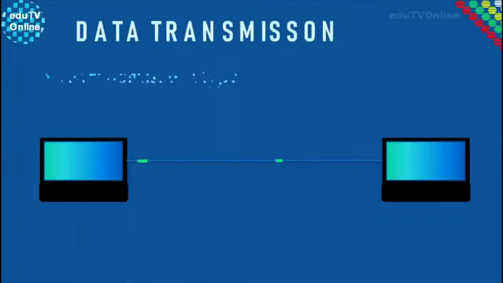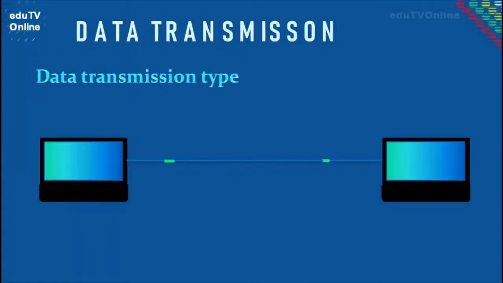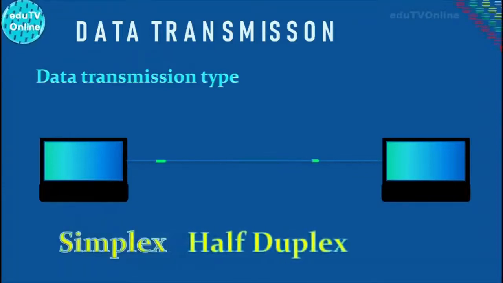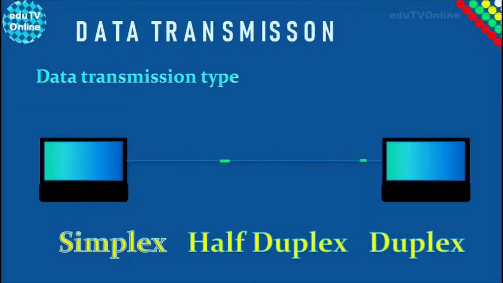In this video we are going to talk about different transmission types that are used in networking, and those types are simplex, half duplex, and full duplex. So let's talk about them one by one. First we can talk about simplex.